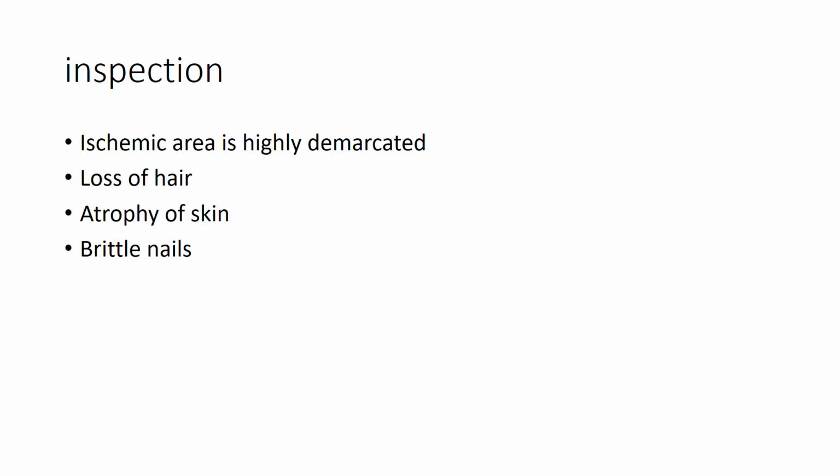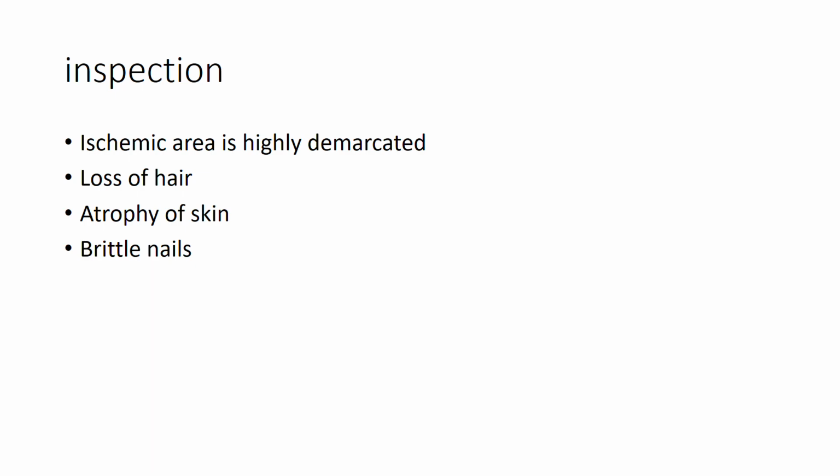Now, if you see on inspection, you can see that the particular part that is having ischemia is demarcated. That is, it is clearly separated from the area that is having a good blood supply. And as we said, you can see trophic changes or ischemic changes. So you can see a loss of hair, you can see atrophy of skin, and you can also see brittle nails and transverse ridges.